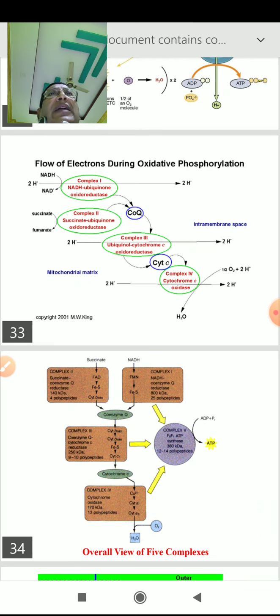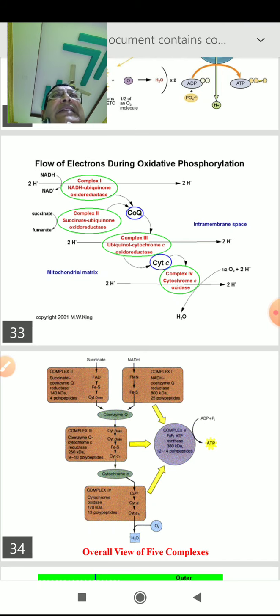Earlier I have shown you the 2 hydrogens being accepted by NAD. When NAD accepts them, it converts into NADH. Ultimately, the hydrogen proton will be transported from the M side to the C side, and the electron will be channelized into coenzyme Q. Simultaneously, complex 2 also accepts 2 hydrogens when the hydrogen is released from the succinate. Then again the electron will be channelized into coenzyme Q.